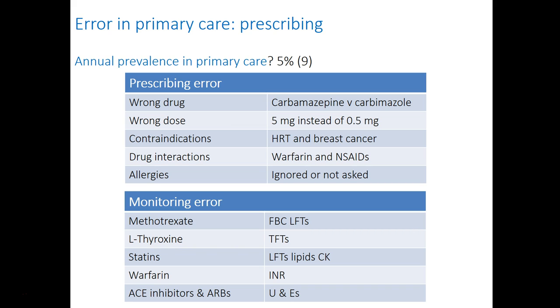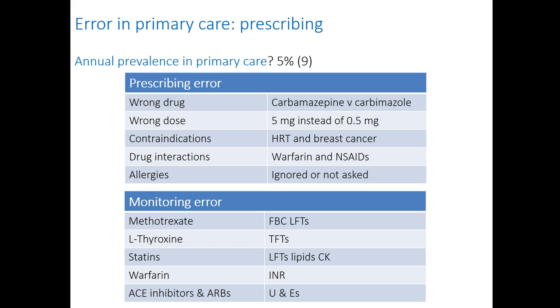You may give a prescription even though it's contraindicated. An example is HRT in breast cancer. You may ignore potential interactions, for example, warfarin and non-steroidal anti-inflammatories. Allergies may not be asked about or inquired about, or may be ignored when offered. There may be errors in monitoring. Failure to monitor patients on some drugs has more import than others.